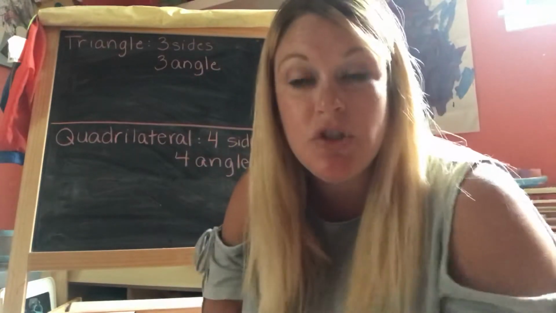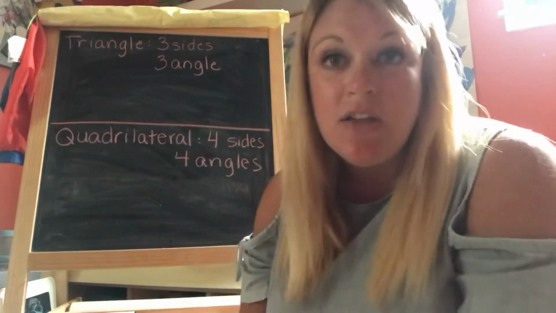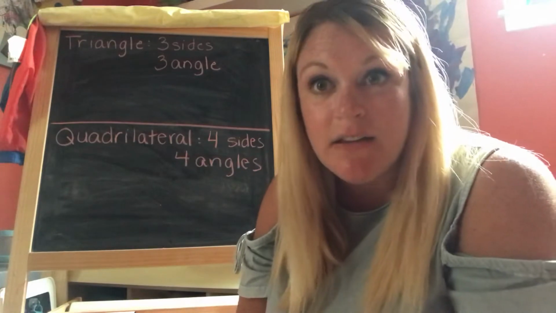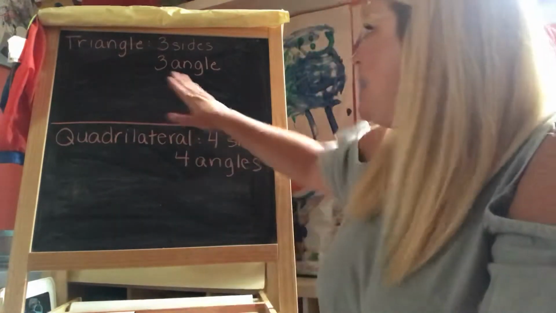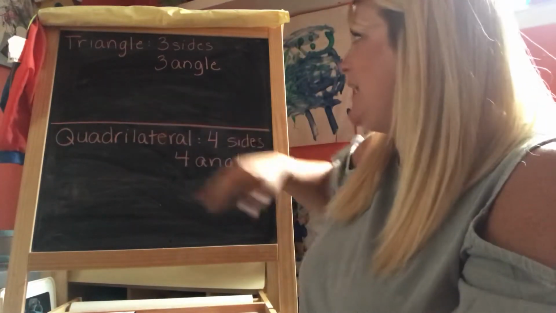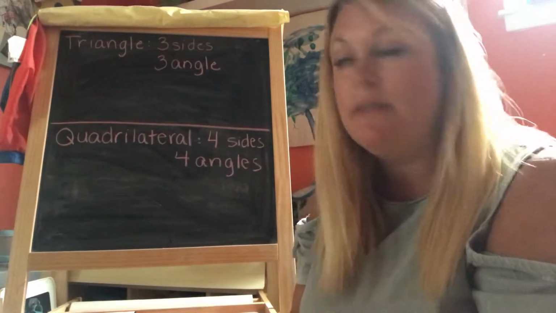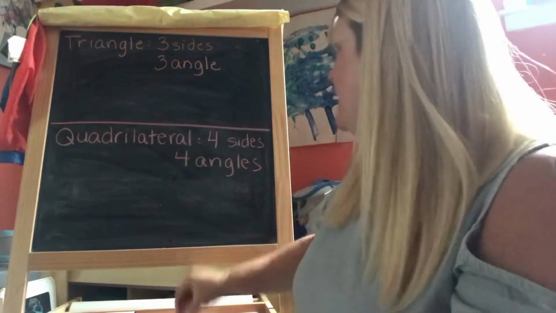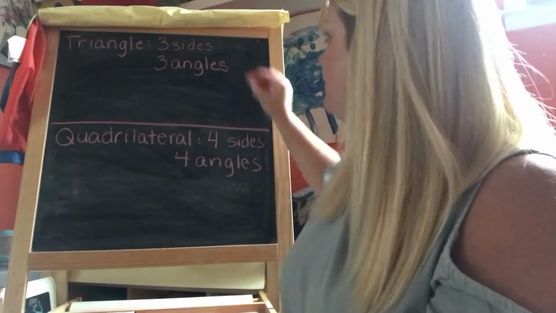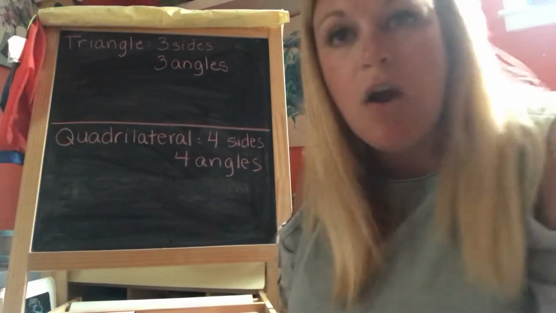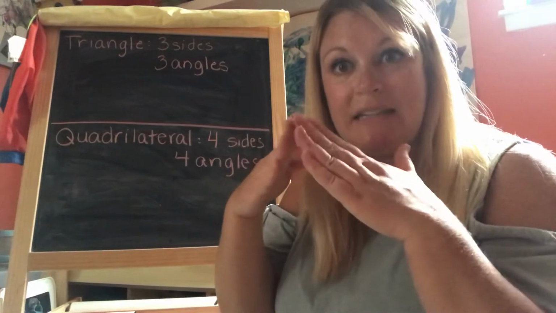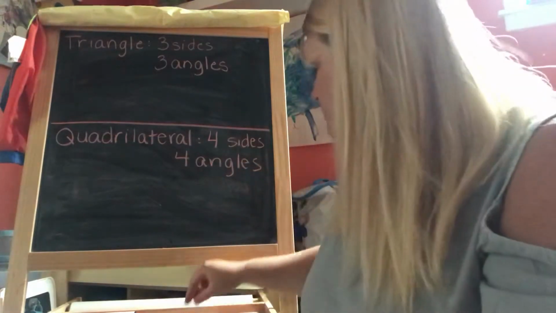Last video I introduced what a polygon is. It's a closed shape with straight sides. So let's get into some specific types of polygons. The first one is called the triangle. The triangle has three sides and three angles. The angles are where the sides meet and touch.